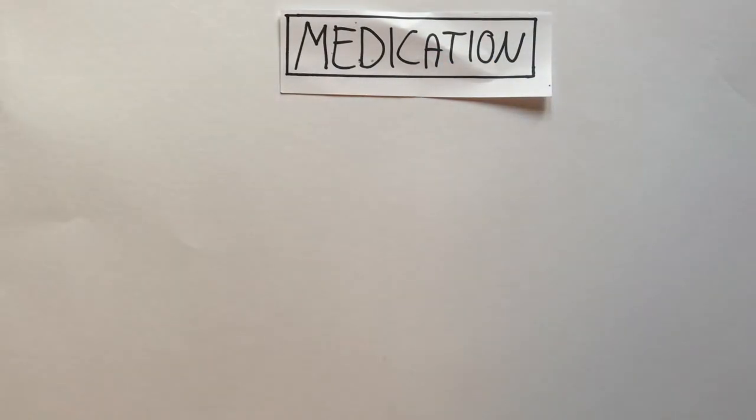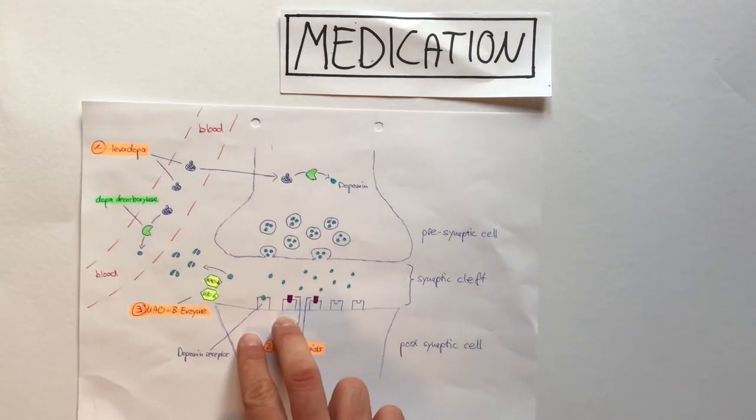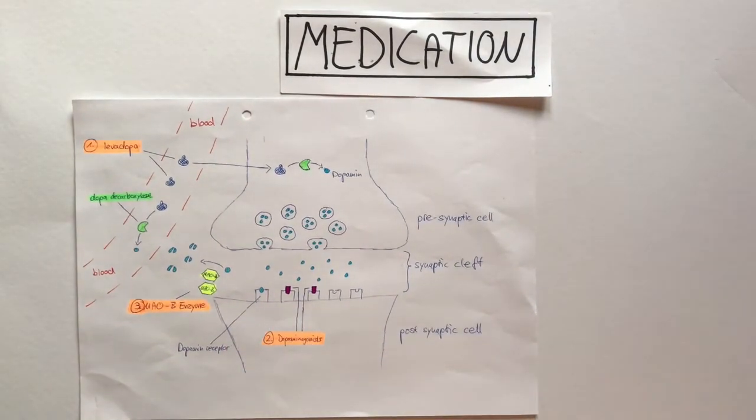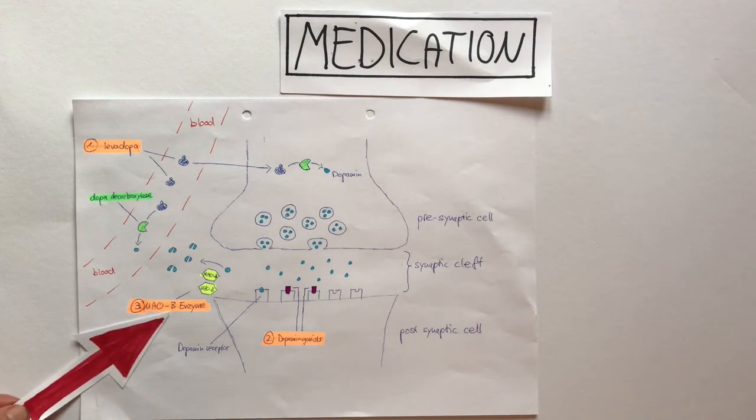So which drugs can we use in order to treat patients with Parkinson's disease? A very commonly used drug is levodopa because it can cross the blood-brain barrier. Another treatment would be the usage of dopamine agonists. They just sit on the receptor and have the same effect as dopamine. We can also use a drug which inhibits the monoamine oxidase B. So the enzyme that normally breaks down the dopamine is then inhibited.